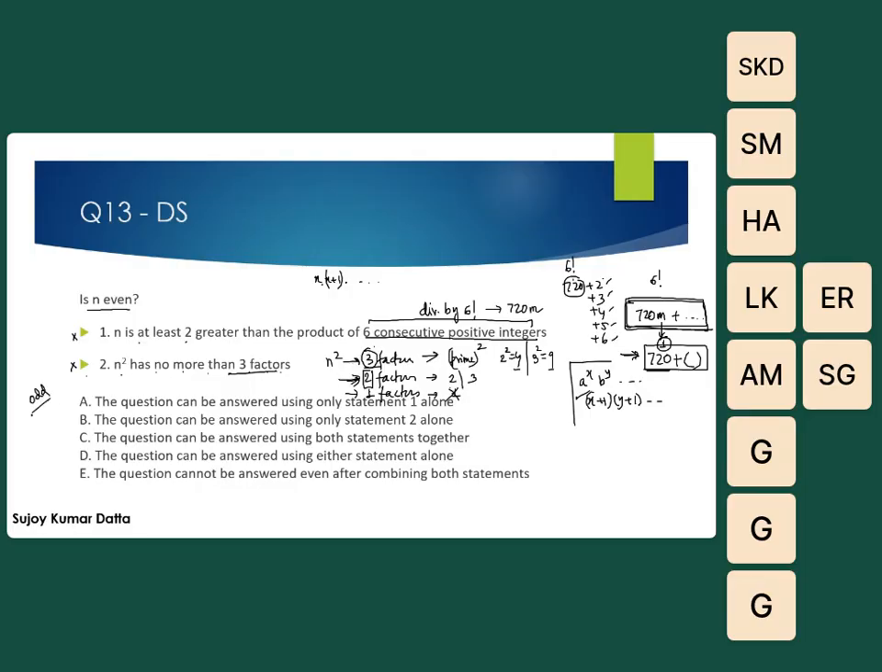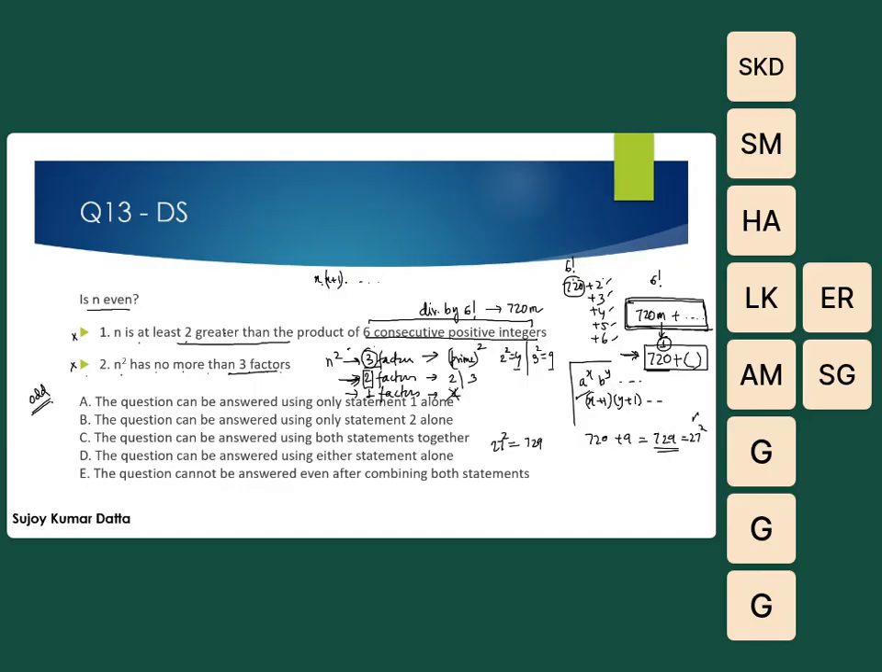Now we have to check the case where it has 3 factors. To have 3 factors, it must be a perfect square. So for example, 729 is a perfect square, right? 27 square. So if my m is 1, and since it is at least 2 greater, if I add 9 to that, 720 plus 9, I would have 729, which is 27 square. So it can be, but that is again an odd number, right?